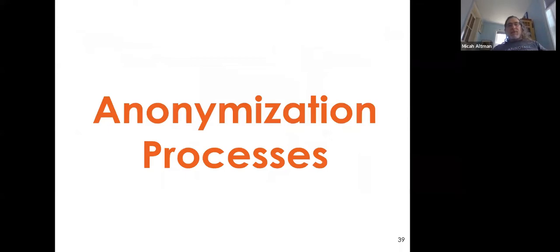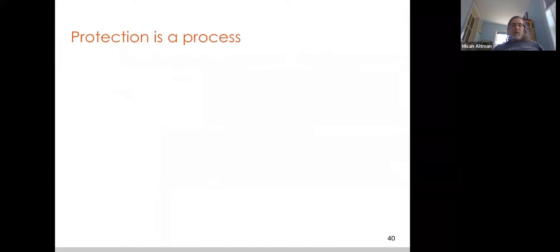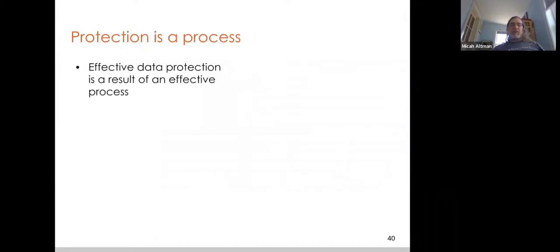So let's talk about the processes of anonymization. Protection should be viewed as a process. Effective data protection is a result of an effective process. It's not strictly the property of a data output. If we look at the number 721071426, is that like the average wealth of the zip code in which Bill Gates lives? Is that a privacy violation?